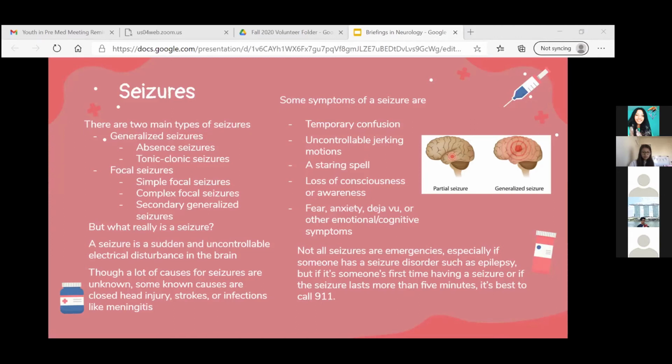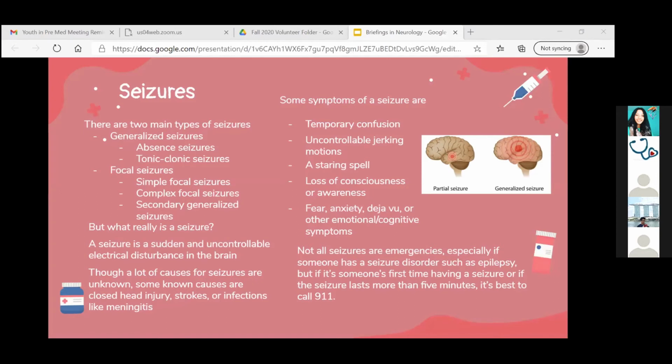There are two categories for seizures. Generalized seizures, which affect both sides of the brain, include absence seizures and tonic-clonic seizures. There are also focal seizures, which are only in one area of the brain. These are sometimes called partial seizures and include simple focal seizures, complex focal seizures, and secondary generalized seizures.